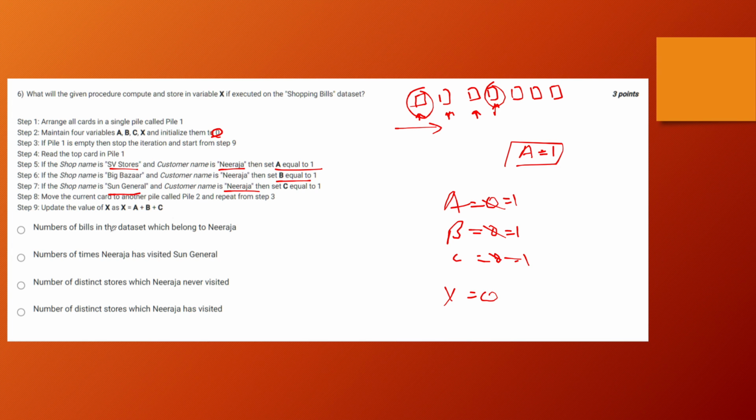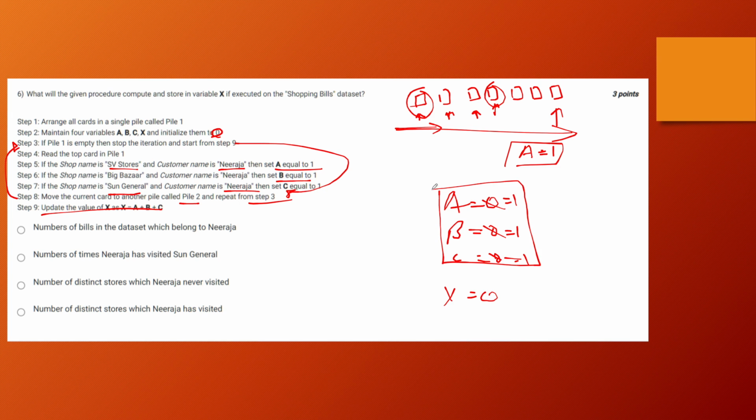And in step 8, you move this card to pile 2 and then again you repeat from step 3. So you see here step 8 to step 3 and step 3 to step 8 again. This will keep on continuing until you are done with all the cards in pile 1. You have moved entirely through these cards and this is the last card, and finally when there are no more cards to see, you make it to step 9, and then you take a summation of all the values of A, B and C.